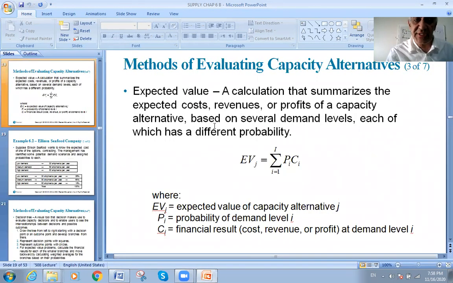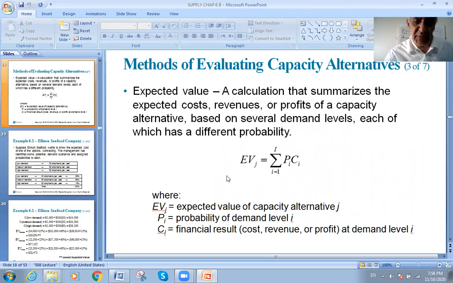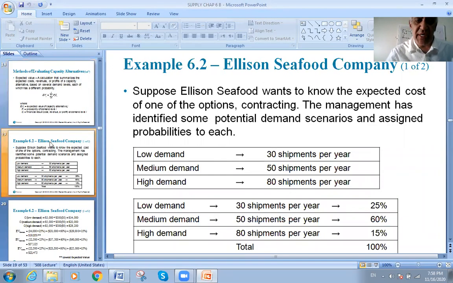Here are the calculation methods of evaluation. We will get the expected value. The expected value equals the summation of P, the probability, times the financial result, whether it's cost, revenues, or whatever. So we will do multiplication. It's very easy. When it's just formulas it looks difficult, but when you get inside it, you will find it very easy right away. So here it is, before drawing it.